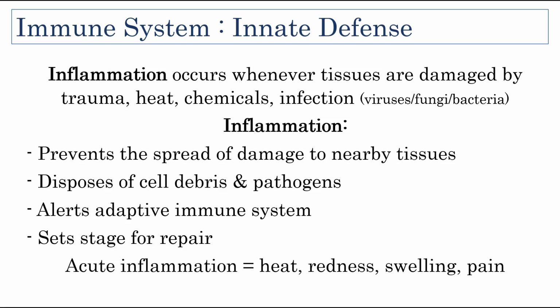Inflammation, whenever we have damage of any sort, inflammation is always happening. Inflammation is important to prevent the spread of damage. This is also going to prevent the spread of debris and pathogens. It's also going to form a little bit of a block for more debris or pathogens to come into an open wound. Inflammation, that chemical release, alerts the adaptive immune system. And it also sets the stage for repair. It's bringing blood to the site of injury, and it's also pushing those tissues closer together through swelling.